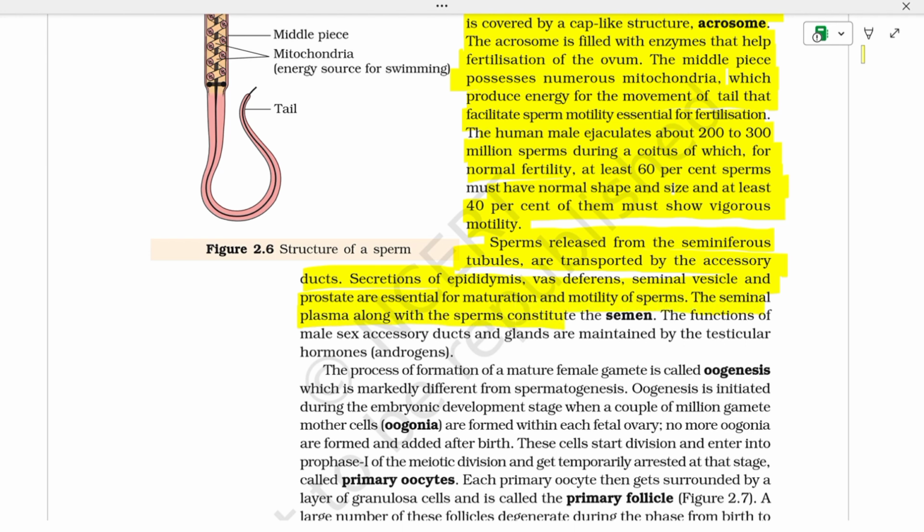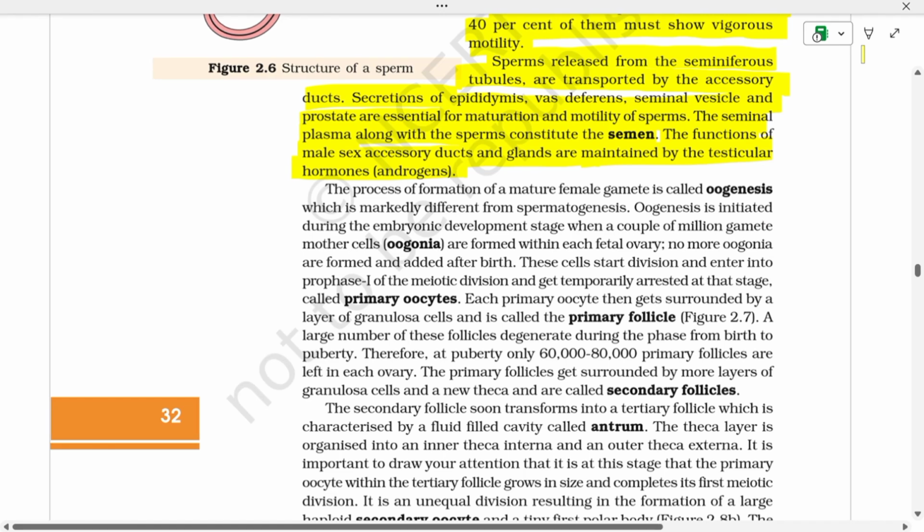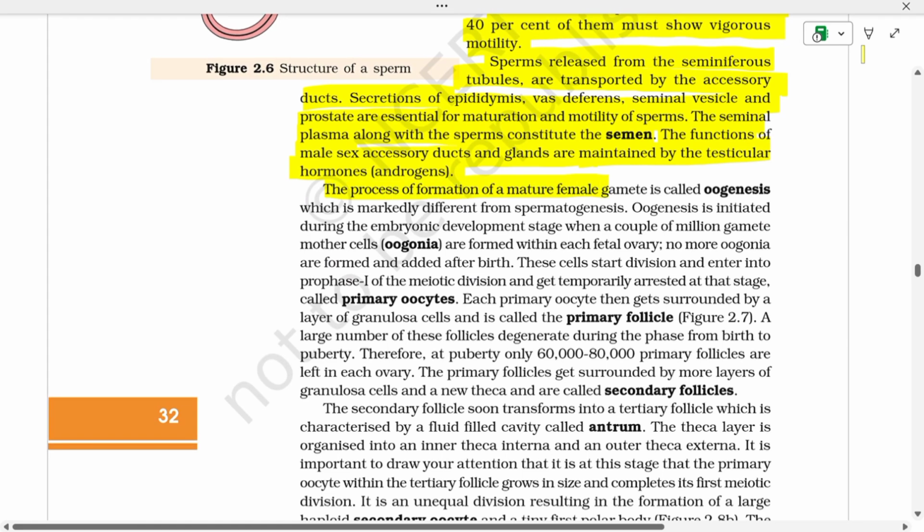The seminal plasma, along with the sperms, constitute the semen. The functions of male accessory ducts and glands are maintained by the testicular hormones, androgens. The process of formation of mature female gamete is called oogenesis, which is markedly different from spermatogenesis.